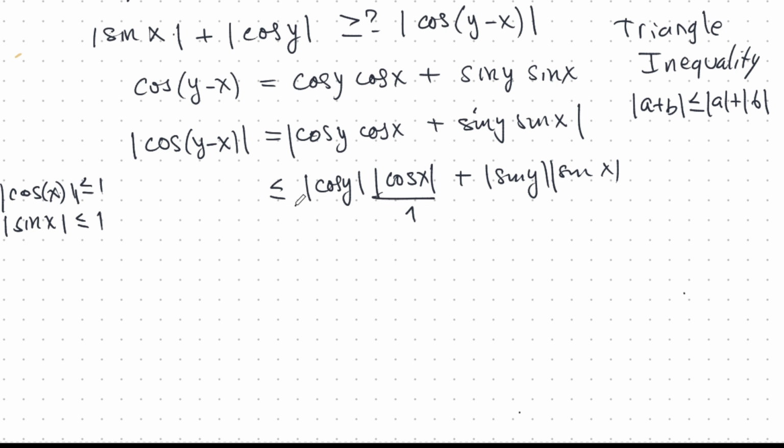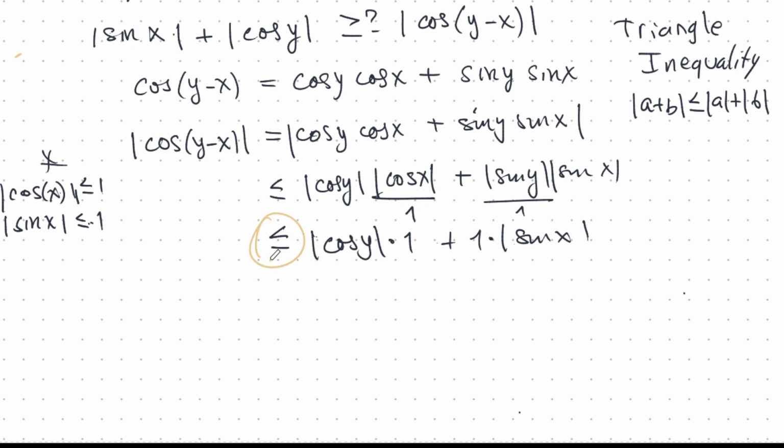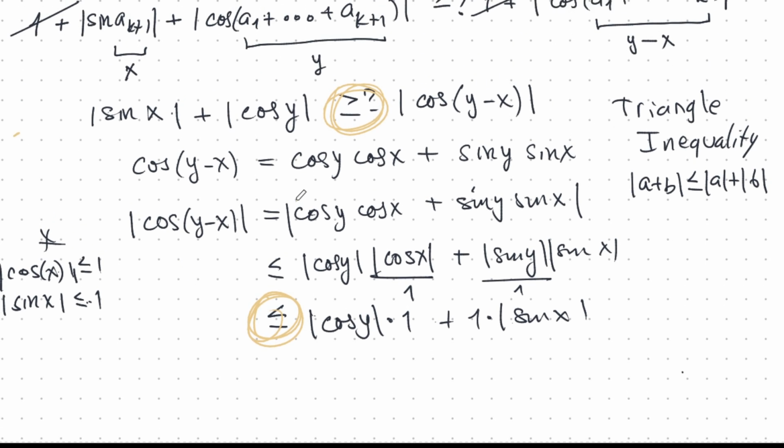Well, of course, this entire product is going to be larger if I do that. So this is bigger, cos y times 1. And if I replace this by 1, this whole thing becomes larger than what I had before, because 1 is greater than or equal to sine y. Sine y becomes 1, plus 1 times sine x. And so look at this. We did it. We have it. This is exactly this. And so it's true.